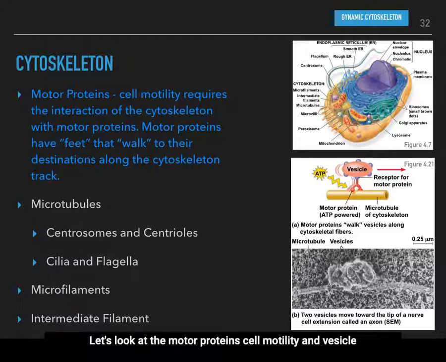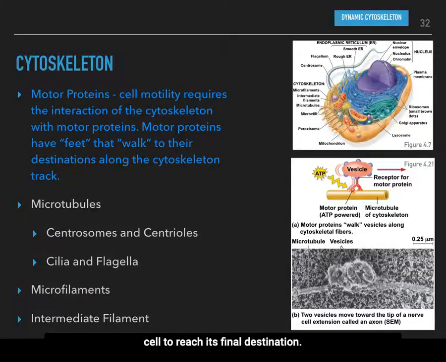Let's look at the motor proteins. Cell motility and vesicle trafficking within the cell requires the interaction of the cytoskeleton with motor proteins. Motor proteins have feet that walk to their destination along the cytoskeletal track. A figure of a motor protein attached to a microtubule is shown on the right. The motor protein resembles an upside-down Y, with the feet attached to the microtubule and the top of the motor protein attached to the vesicle. This allows the vesicle to move throughout the cell to reach its final destination.